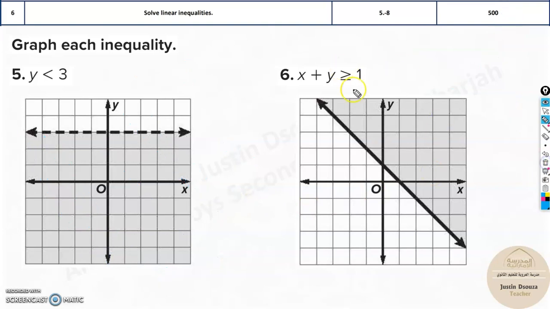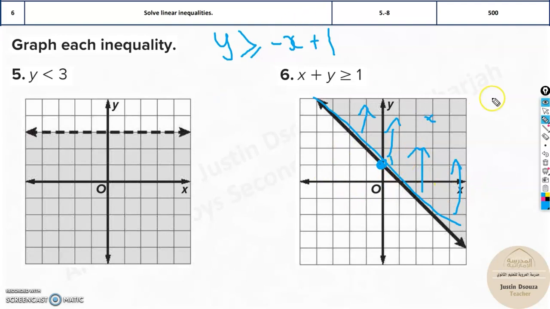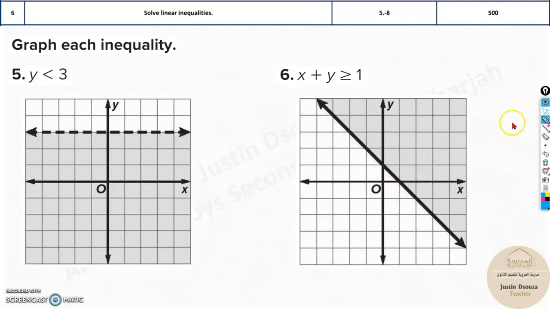That's it. Here we will have to rearrange this. Y will be greater than or equal to minus x plus 1. You can see minus x will mean it's going downwards, and plus 1 means the y-intercept is at 1. And y is greater than or equal to, that means the solid line. Greater than or equal to means upwards. The solution region is upwards. So you don't need to take a test point and test and all that. No, you can easily graph this.